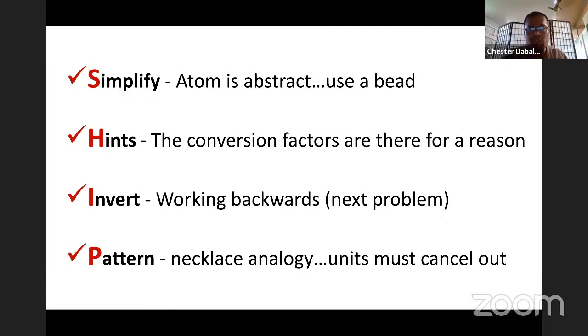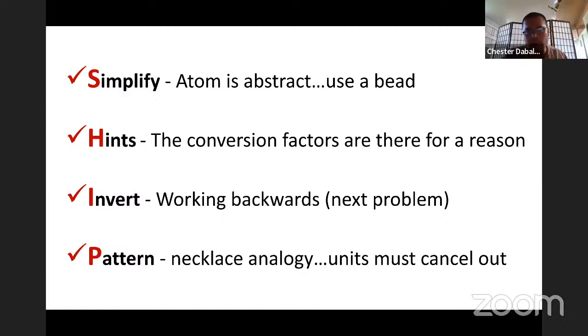Okay? H, hints. So the conversion factors are there for a reason. Okay? So except na lang kung yung teacher mo medyo sadista na ano-ano nilalagay sa problem, hindi naman kailangan. Naku, mga teachers na yan, kung ako ang principal, puputulin ko sila. Pero ayun, hints. The conversion factors must be there for a reason.